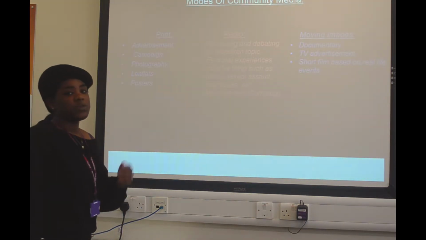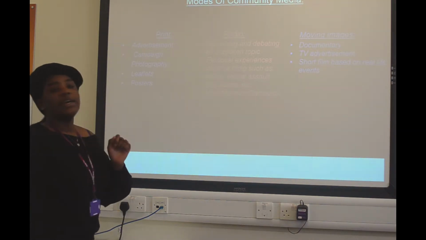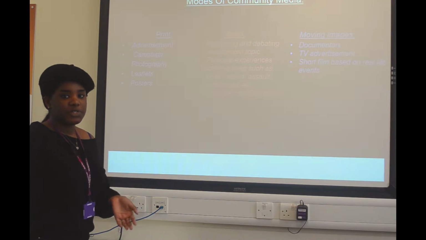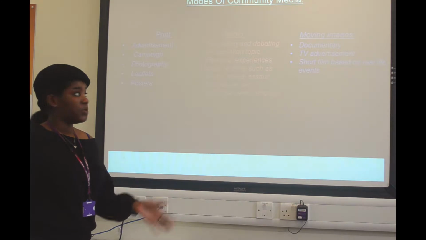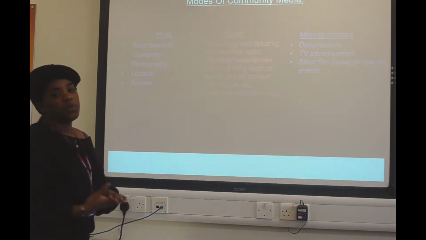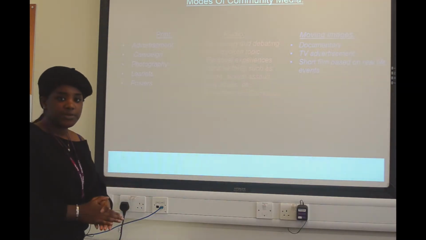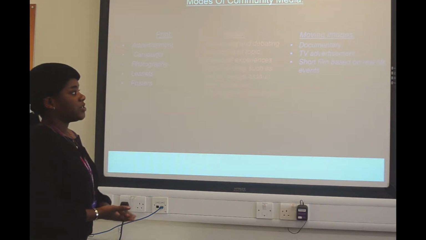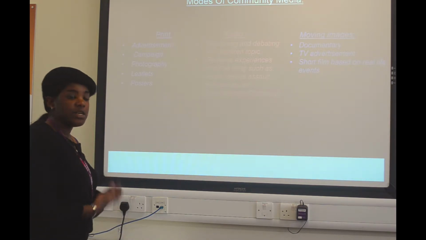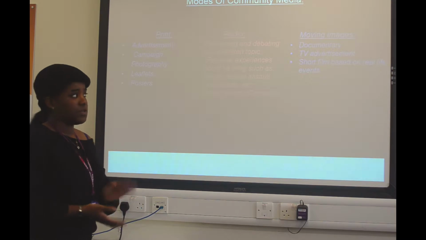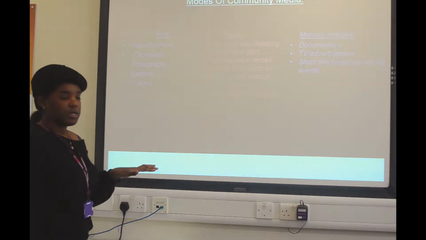There are different modes in community media you could undertake. You could either do print, radio, or moving images. In print, you could create leaflets, posters, or start a campaign, or even use photography, things such as billboards. You have radio, which is more verbal. You can discuss and debate unspoken topics or share personal experiences. In moving images, you can make a short film based on real-life events. This could be things such as homelessness, bullying, or a tragedy. You could also make a TV advertisement, and also a documentary, which is the one I'm leaning towards.